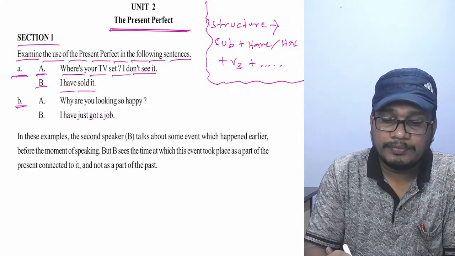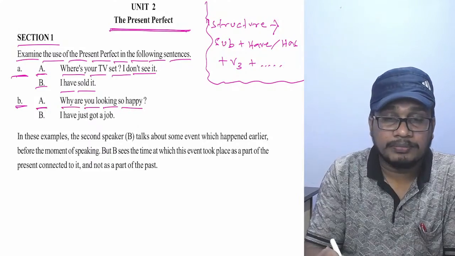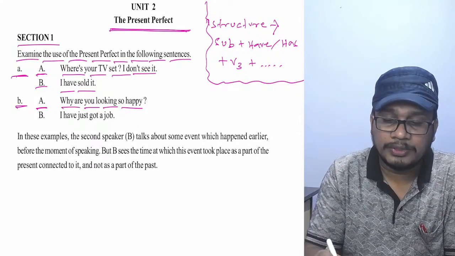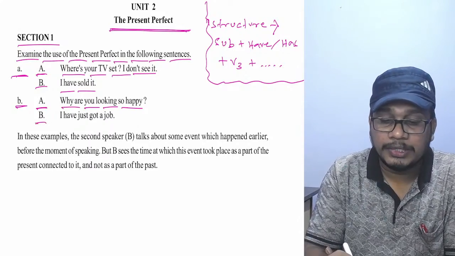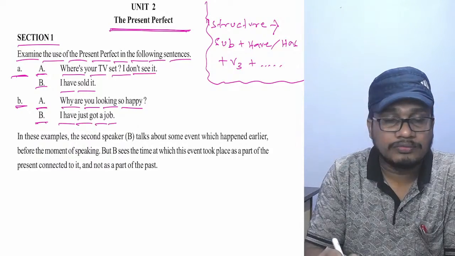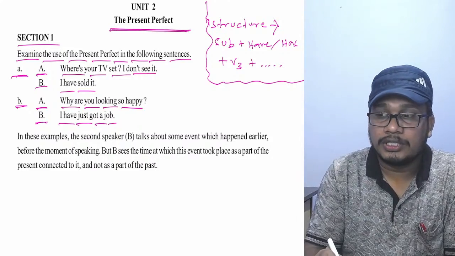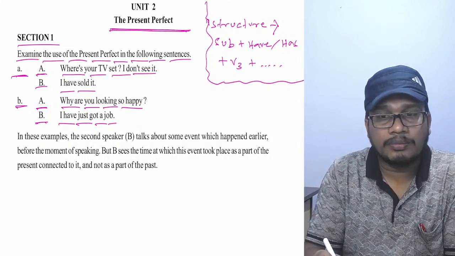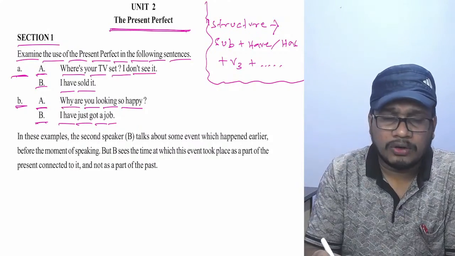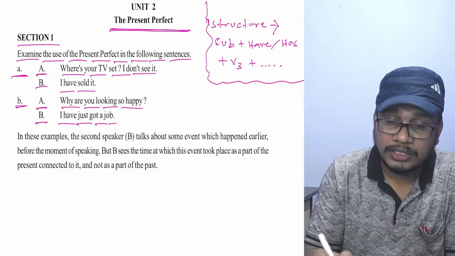Now we see the second pair. A is asking, why are you looking so happy? What is the reason? B replies, I have just got a job. So I am happy because I have got a job. This is the result: I got a job, so I became happy.